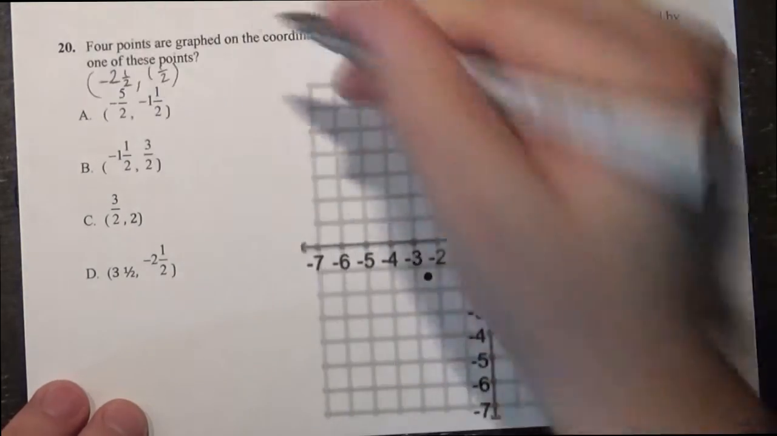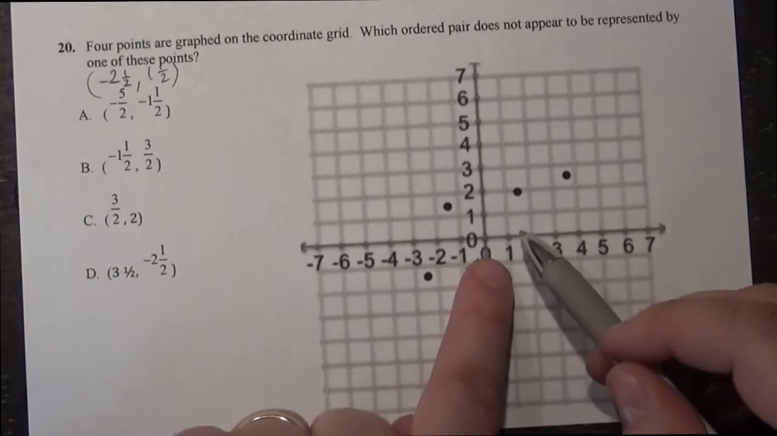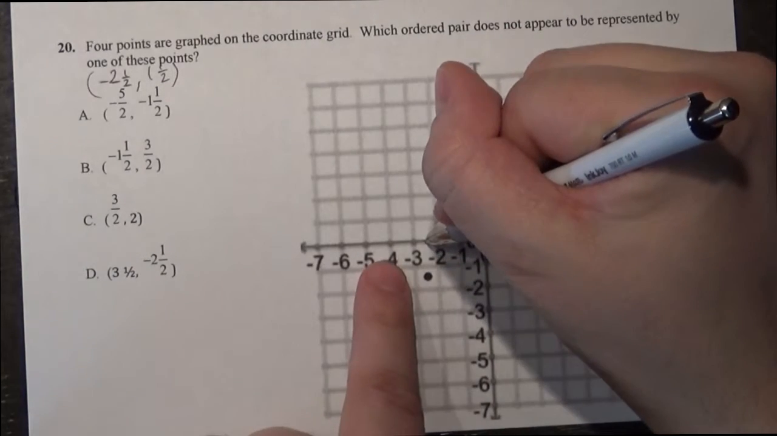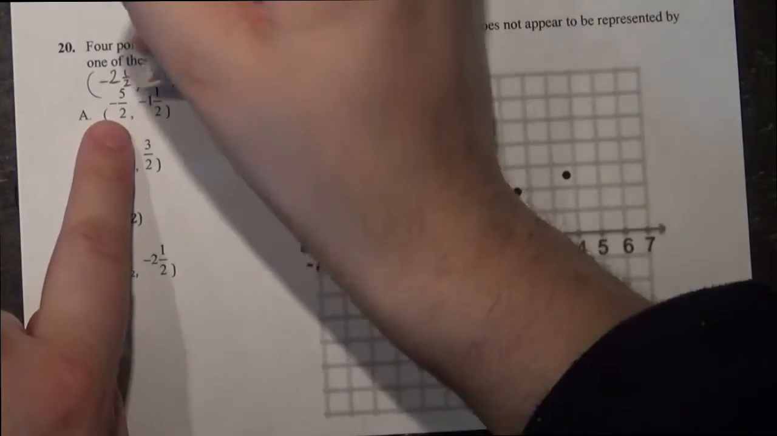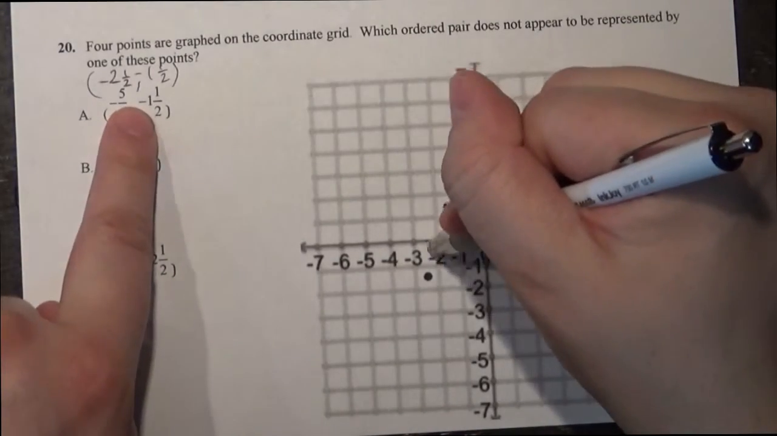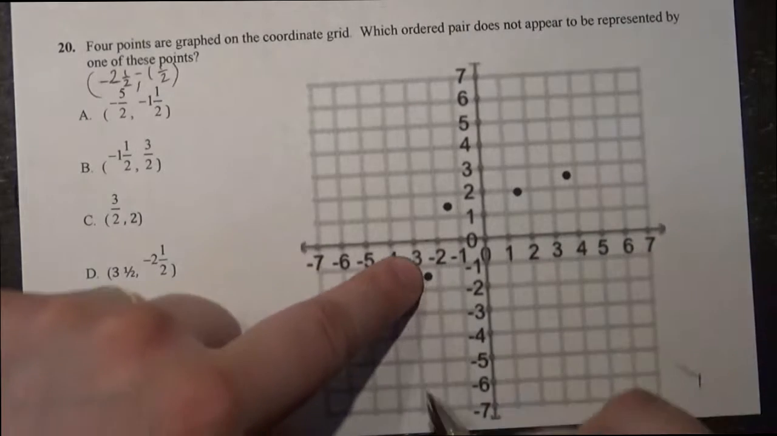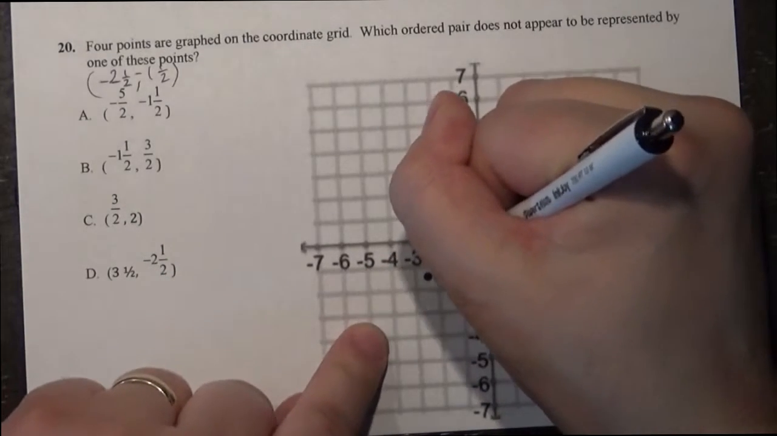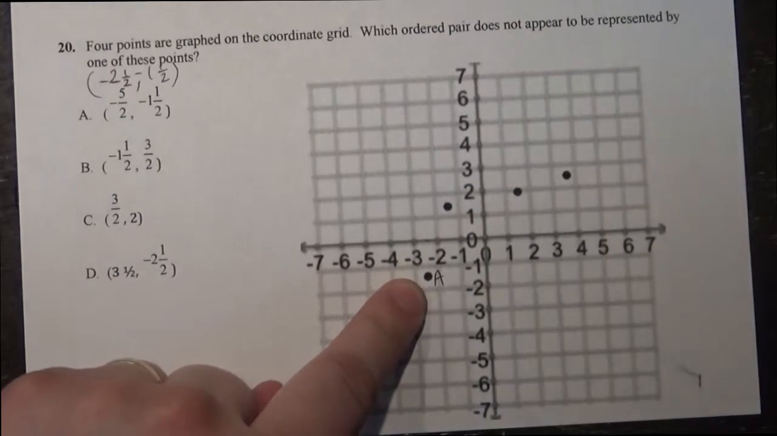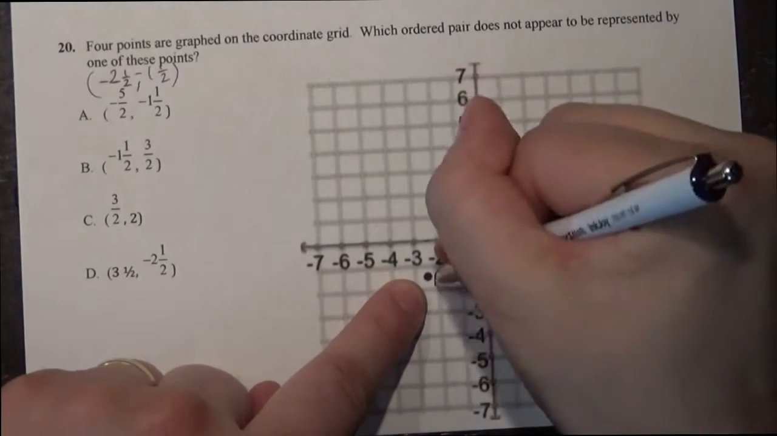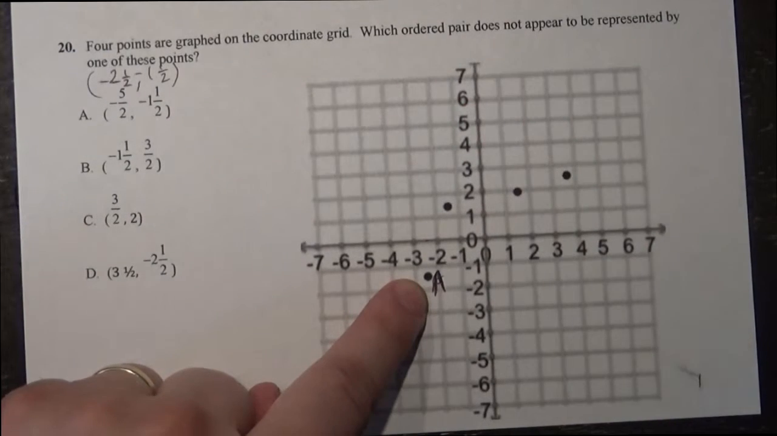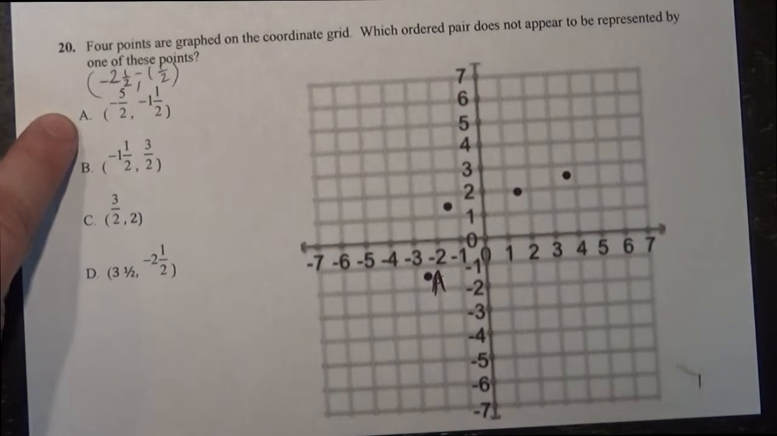And 1/2. So if I have -2 1/2, I go over 1, 2, and 1/2, right? And then down -1 1/2. That would be right here between -1 and -2 is -1 1/2. It appears then that this would be point A. And I'm going to label that point A, which you probably can't see that I did on the video, but I did. All right, so A appears to be there. We want the one that does not appear.